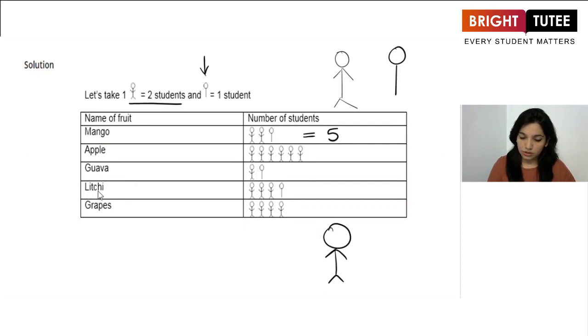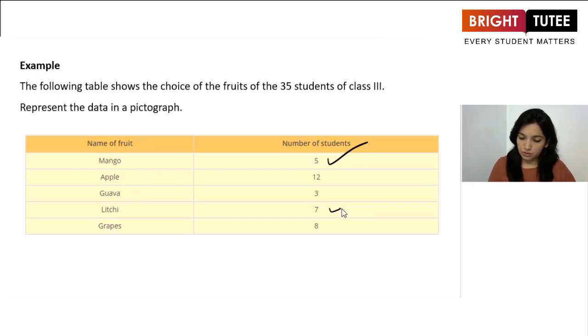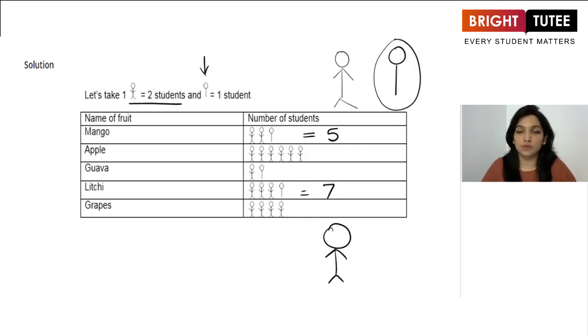Now let us check something else. Say we are checking for the lychee that is given. So we see that 3 complete figures are seen. 3 complete figures means 6 students, right? 3 times 2, and we see 1 half image, so it is 1 more, so 6 plus 1, that is 7 students. Let us check. So look here, at lychee we have got 7 students. I hope this is clear how we can read these pictographs.